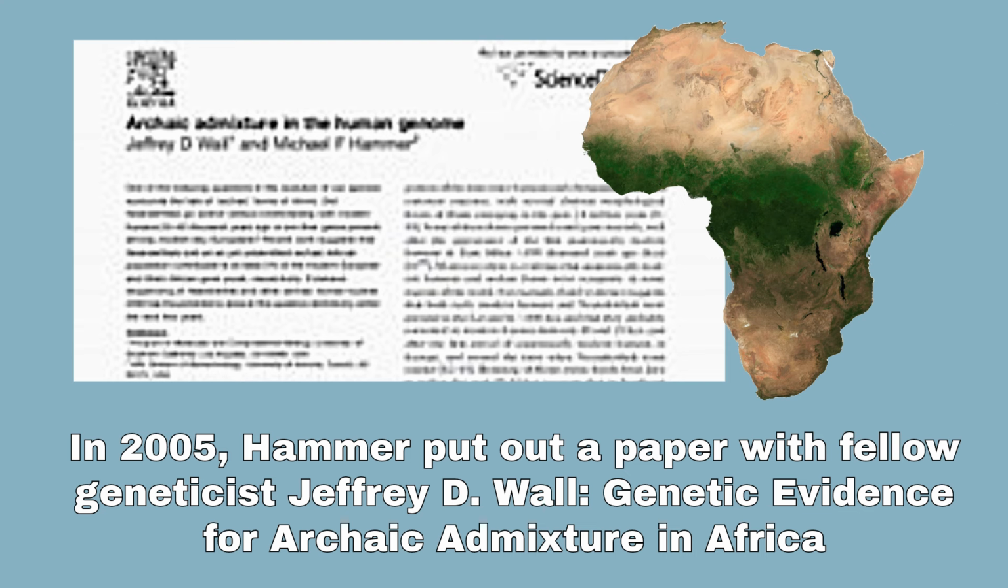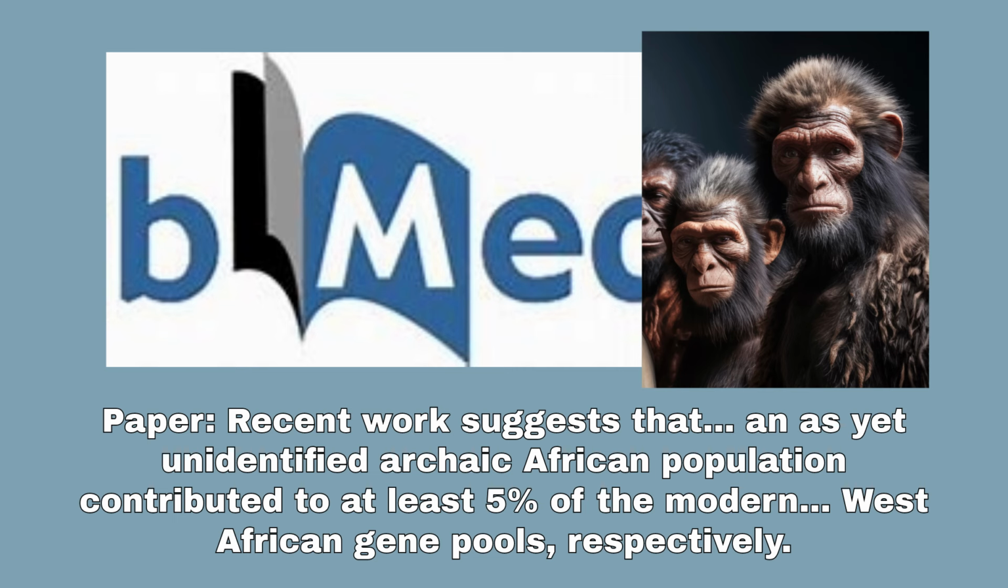In 2005, Hammer put out a paper with fellow geneticist Jeffrey D. Wall, Genetic Evidence for Archaic Admixture in Africa. From the paper, recent work suggests that an as of yet unidentified archaic African population contributed to at least 5% of the modern West African gene pools, respectively.